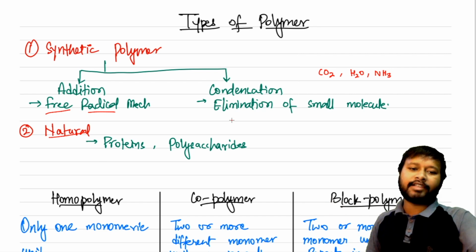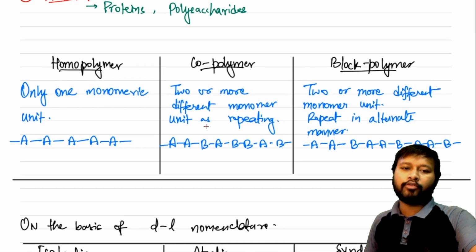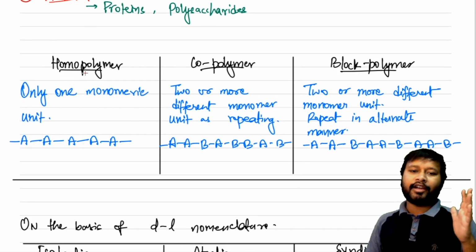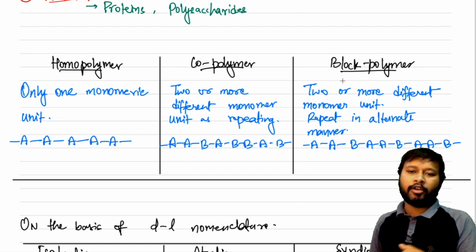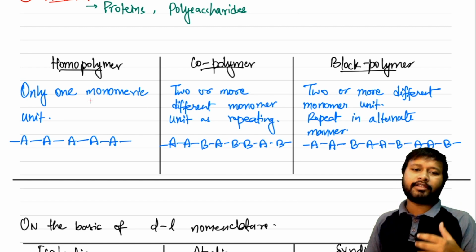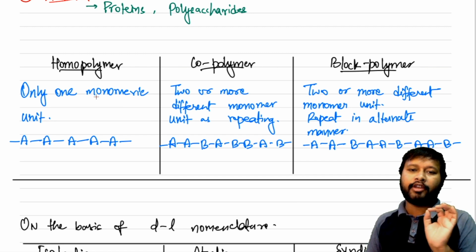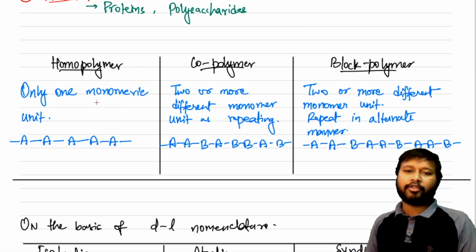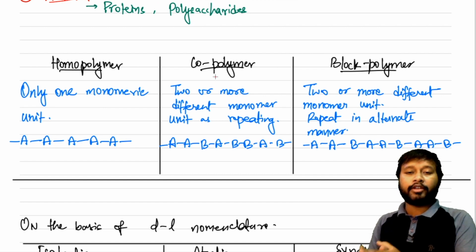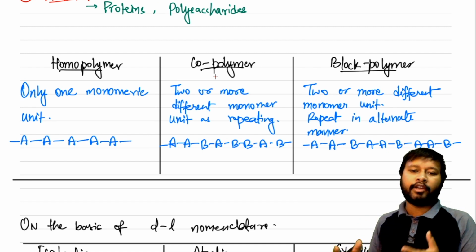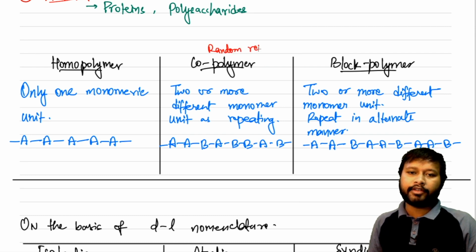Now, the next classification of polymers is based upon how the monomeric units are arranged in them. There are three types: homopolymers, copolymers and block polymers. In homopolymers, there is just one monomeric unit which keeps on repeating itself. That's your homopolymer. Copolymers are the ones where there will be two or more monomeric units repeating themselves, but here the repetition will be random. There will be random repetition, so you have to take care of that.